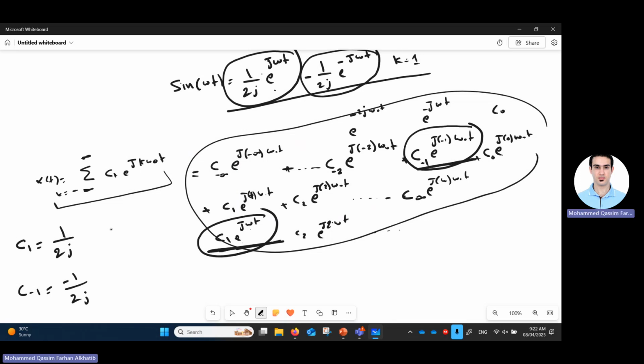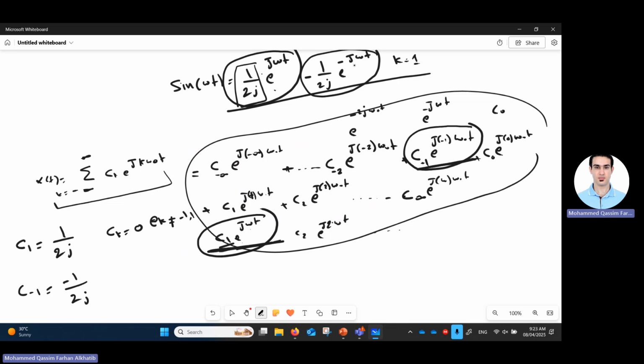And what about all other values for c of k? Will be 0 at k does not equal negative 1 or 1. So if you want to do just term by term comparison, all other coefficients do not exist, only for C1 and C of negative 1. How did I know that? From comparing the exponents. I have e to the power j omega t. I look at this term, I have only this e to the power j omega t. So I will know that C1 will equal this coefficient there.